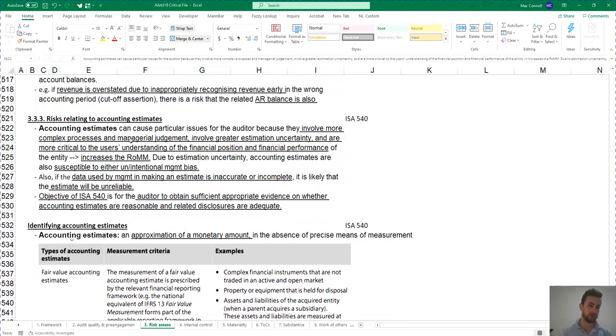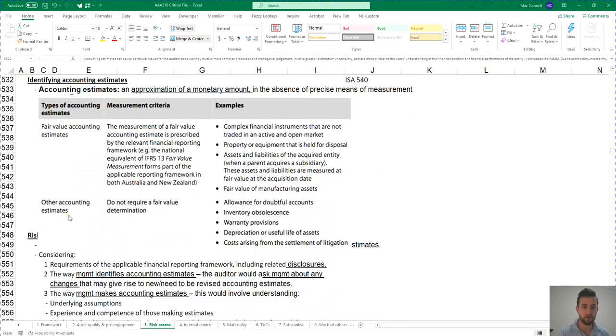There are specific risks around accounting estimates because of their complexity, and because they sometimes require judgment and involve estimation uncertainty. They're also generally quite critical to the user's understanding of the financial position and financial performance of the entity. It does increase the level of risk of material misstatement, so it's something that we need to place higher emphasis on in any given audit.